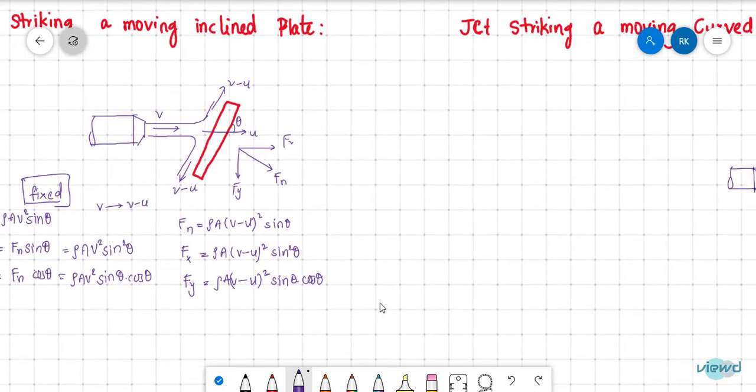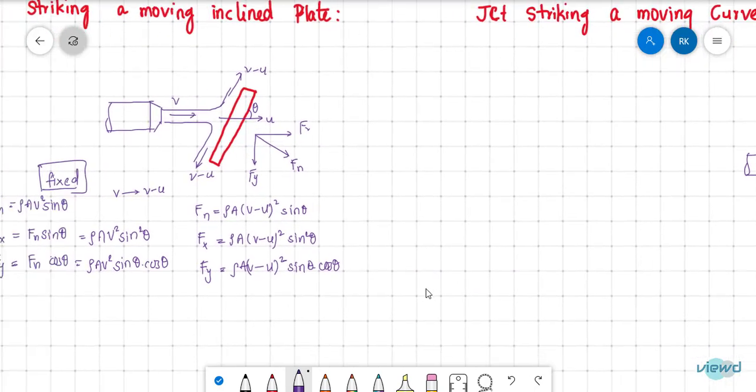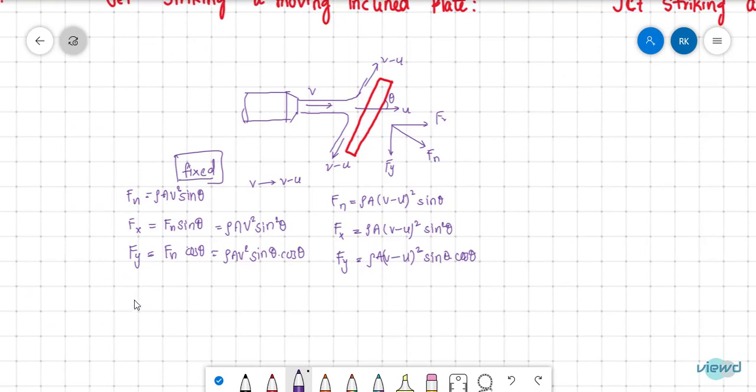So the next condition is work done per second. As the plate is moving, work done will not be zero. So work done per second is equal to Fx into u. What is Fx? Rho a (v minus u) whole square sine square theta, into u. So this is the work done per second, or power.